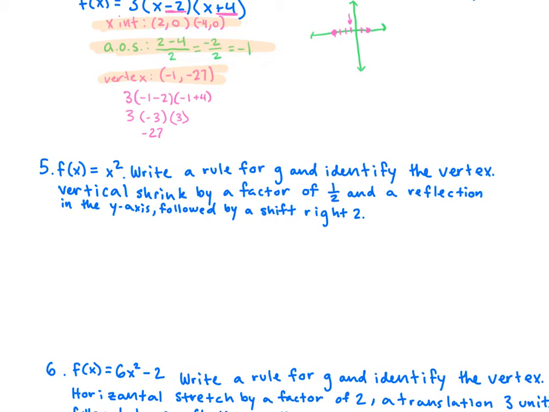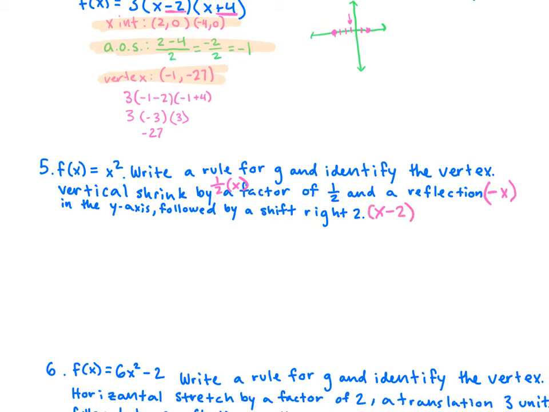We multiply the outside by 1/2. Perfect. And a reflection in the y-axis. How do we show that? Just a negative in the parentheses. Perfect. We multiply the inside by a negative, and then followed by a shift right 2. So how do we show a shift right 2? Minus 2 in the parentheses.